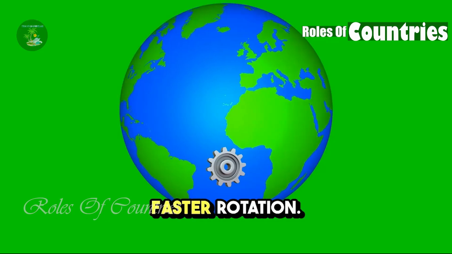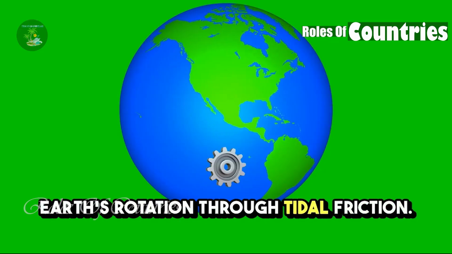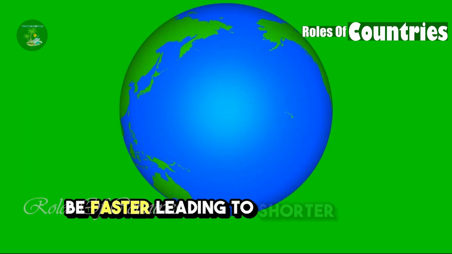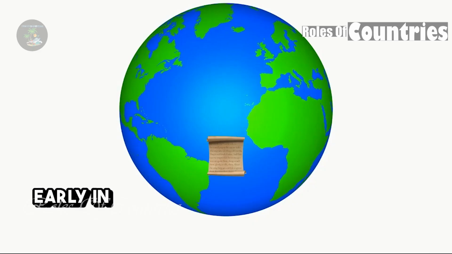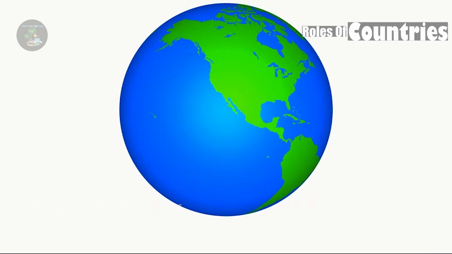Faster rotation. The moon is gradually slowing down Earth's rotation through tidal friction. Without the moon, Earth's rotation would be faster, leading to shorter days. Early in Earth's history, days could have been as short as 6 to 12 hours.